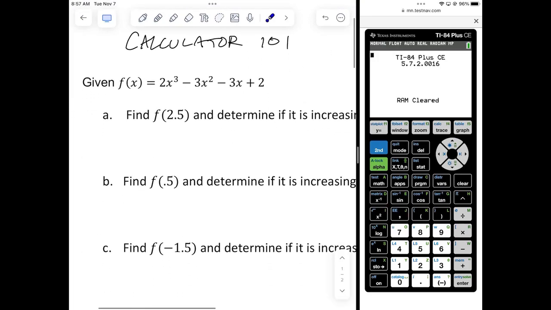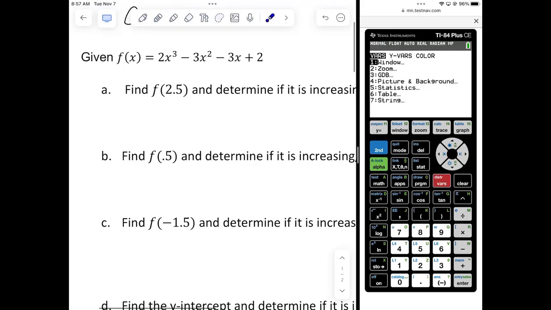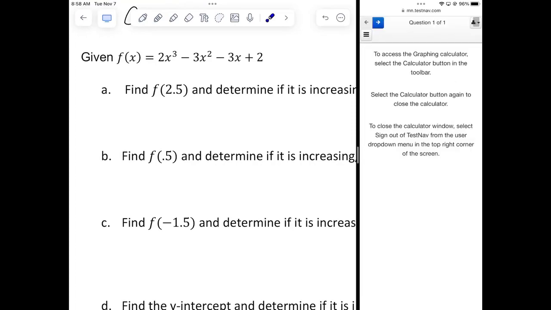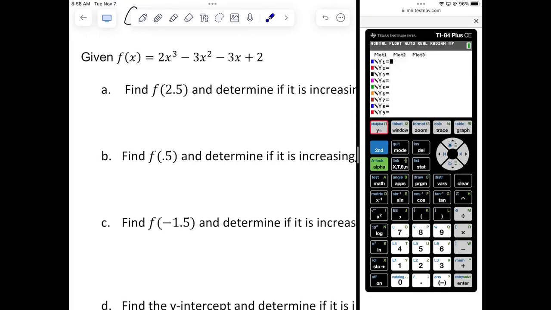Okay. So the first thing that we're going to do is put it into y1. So go to y equals. This thing freezes up every once in a while. Go to y equals and carefully type it in.